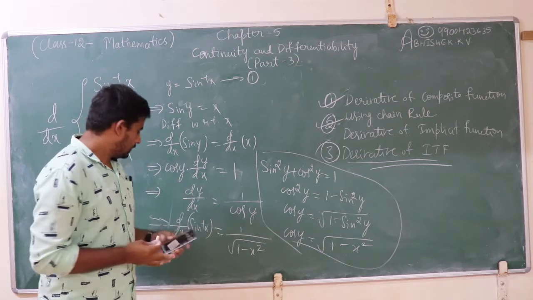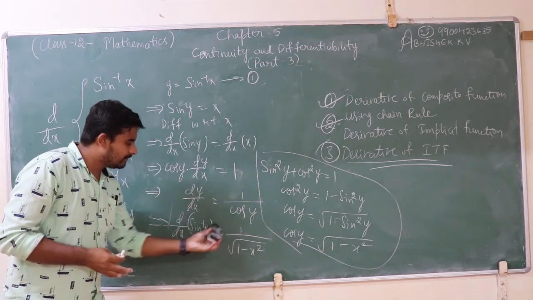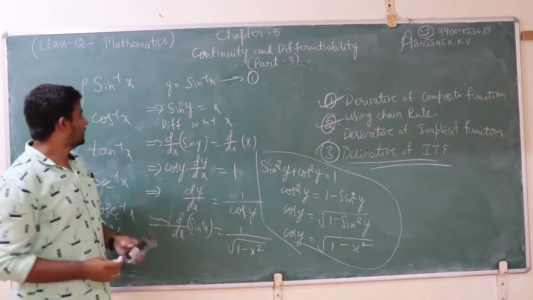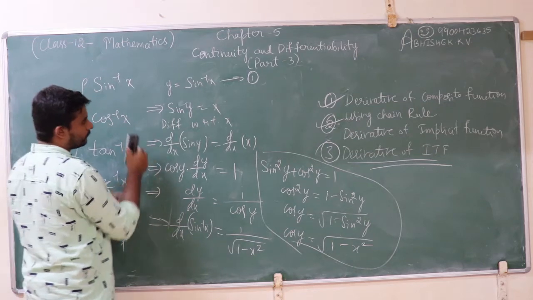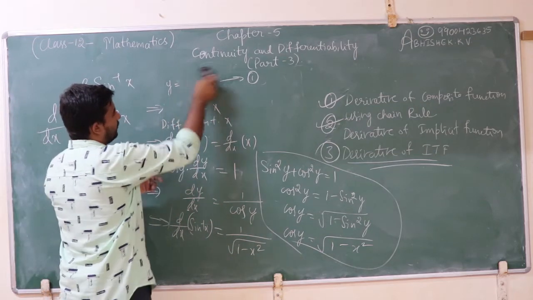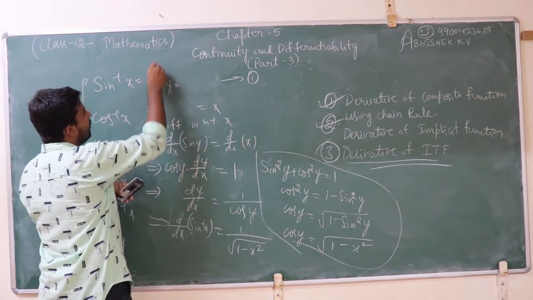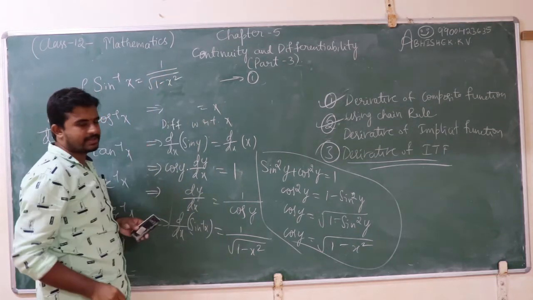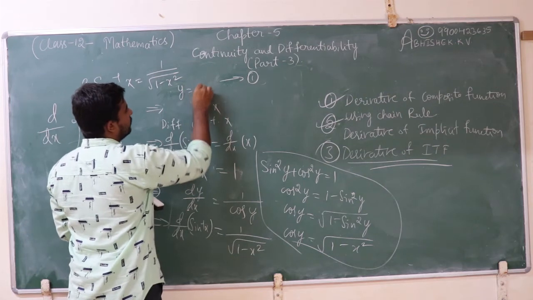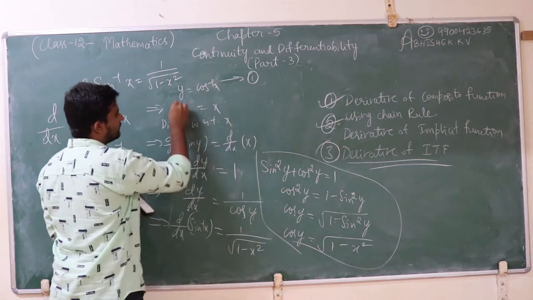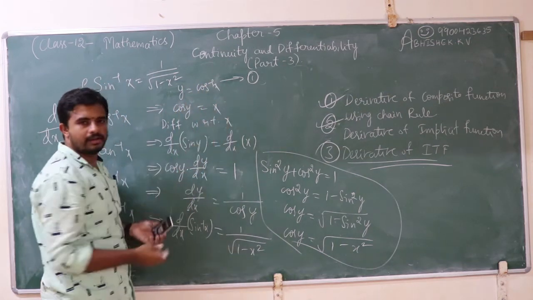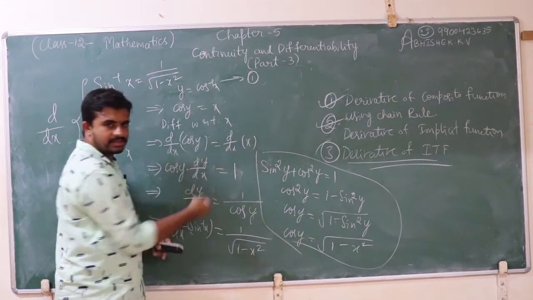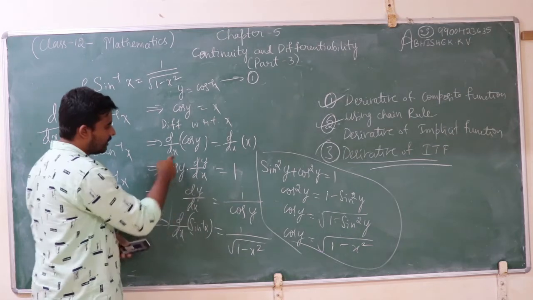You should remember. Therefore, derivative of sin inverse x is equal to 1 divided by square root of 1 minus x square. Similarly, take the next function. Taking y is equal to cos inverse x, cos y is equal to x. Differentiate cos y is equal to the same RHS.